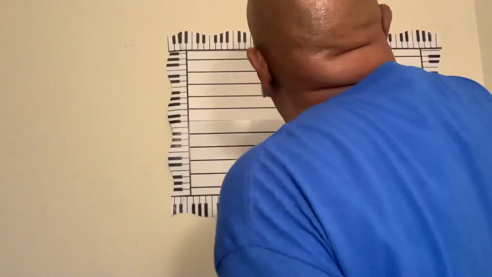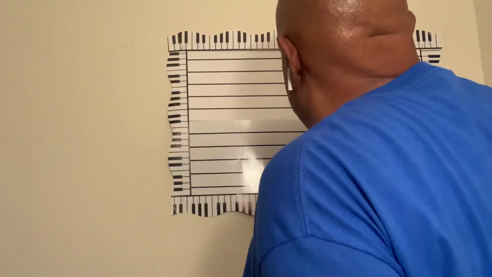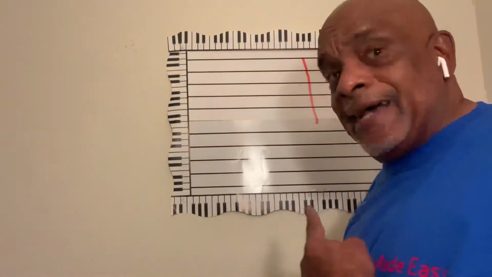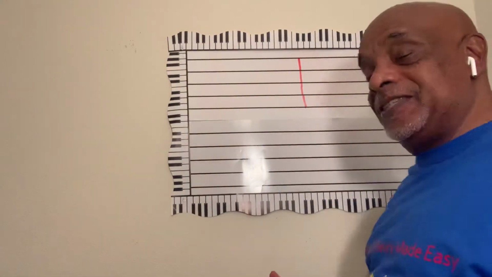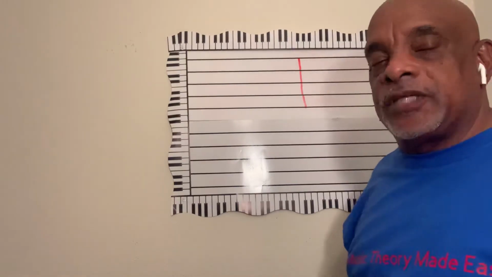Now, a staff is divided into measures by what are called bar lines. One more time. A staff is divided into measures by bar lines. A bar line is just that, a line. That's a crooked line I got there, but let me see if I can make it a little bit straighter. All right, that's about as straight as I'm going to get it.